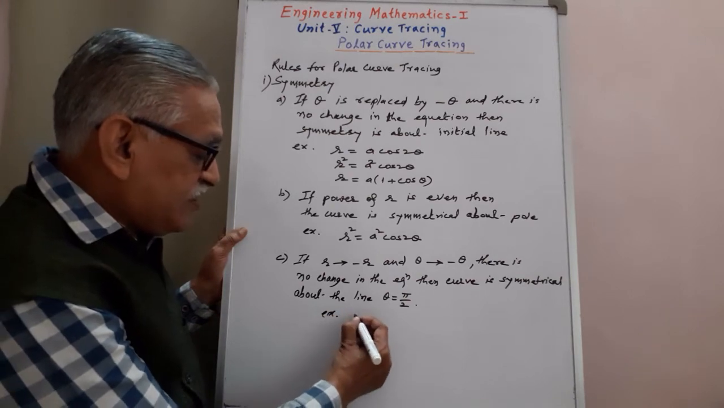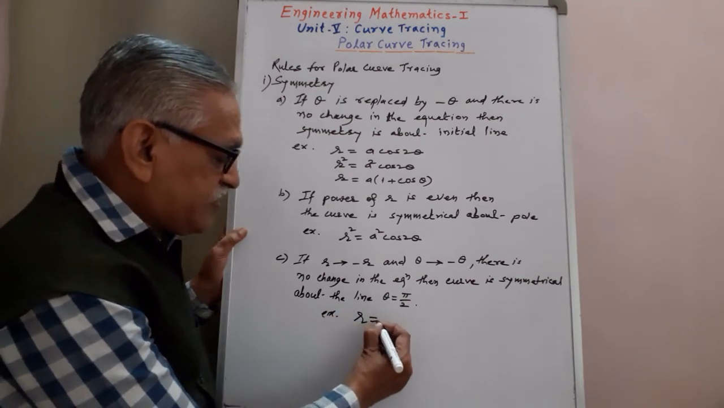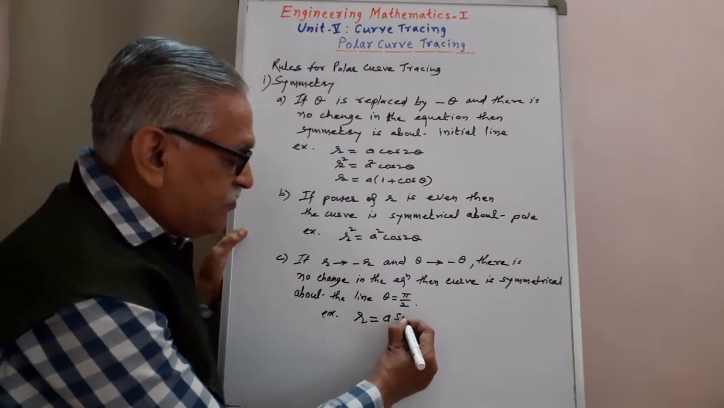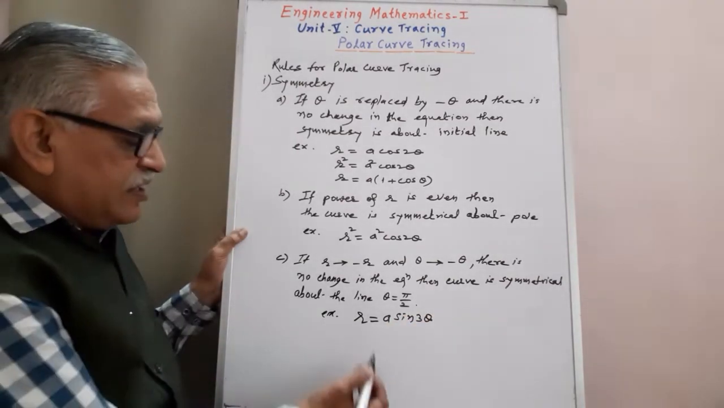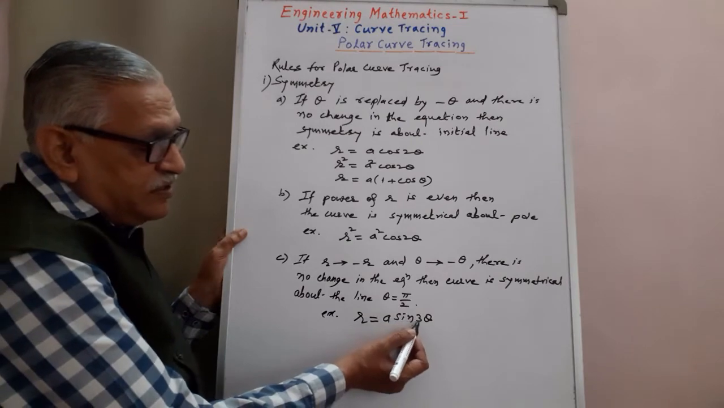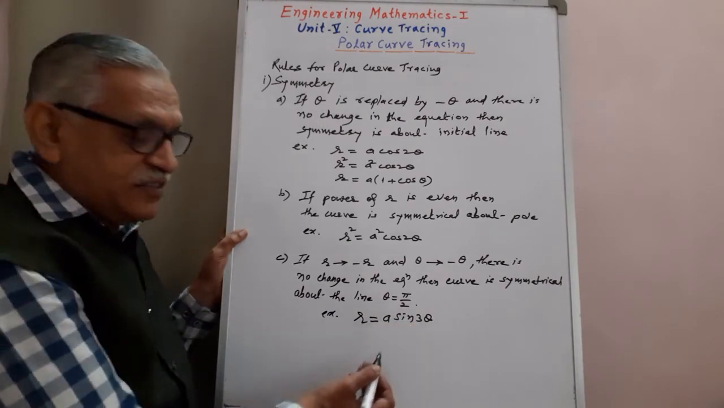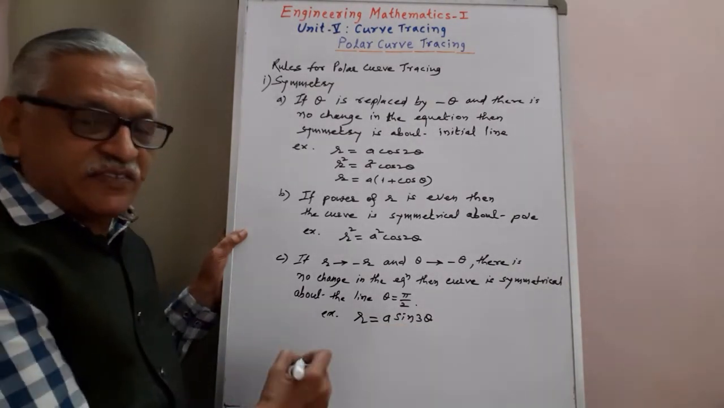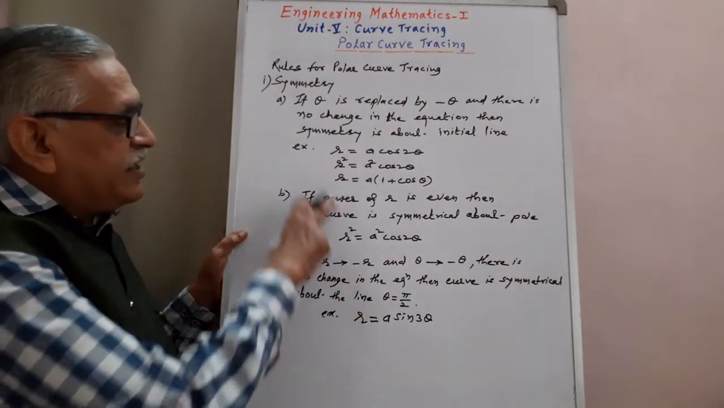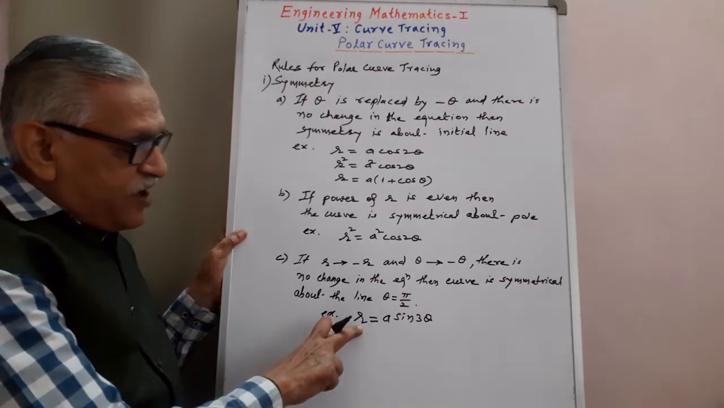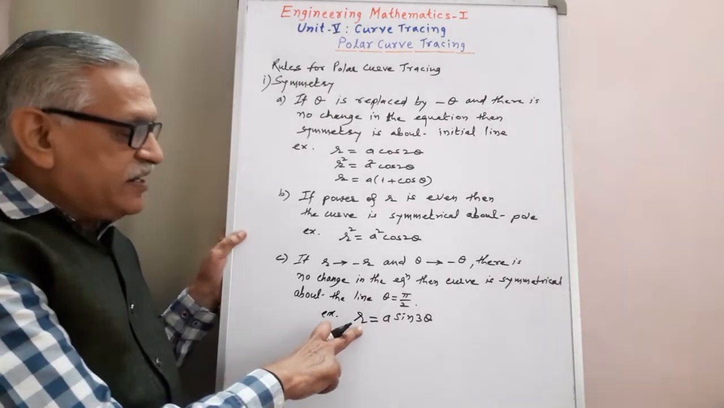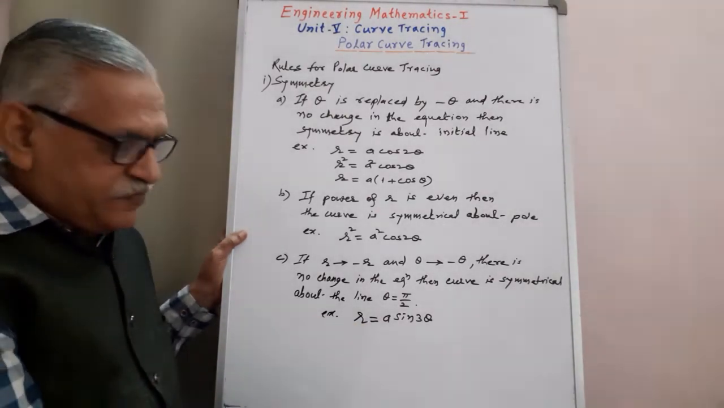For example, if we consider the equation r = a sin 3θ, here we replace θ by -θ. Sine of -θ is -sin θ, which means a change is there, and therefore it is not symmetrical about the initial line. The power of r is here 1, that's why it is not symmetrical about the pole also.